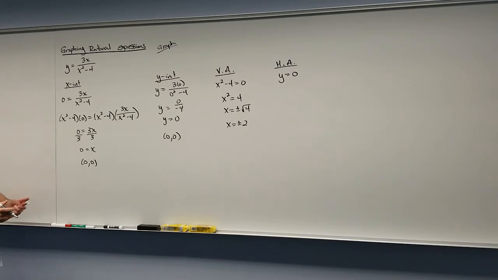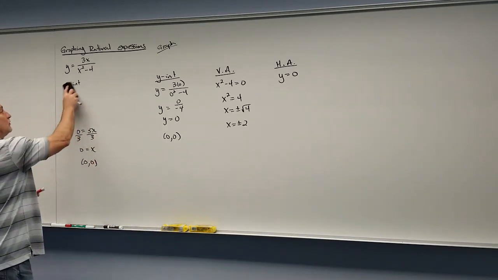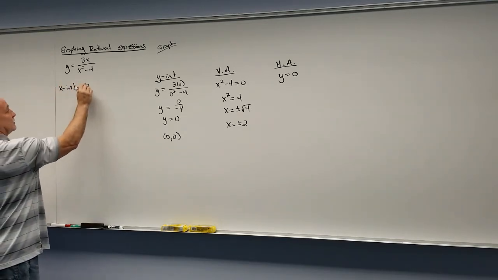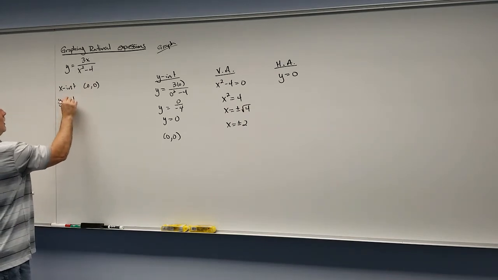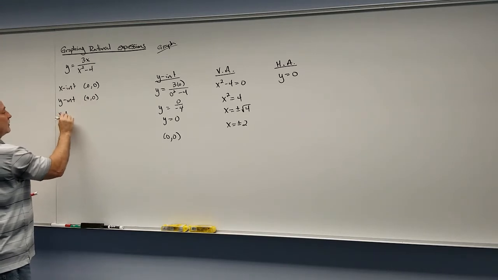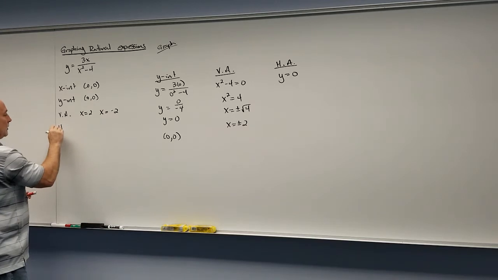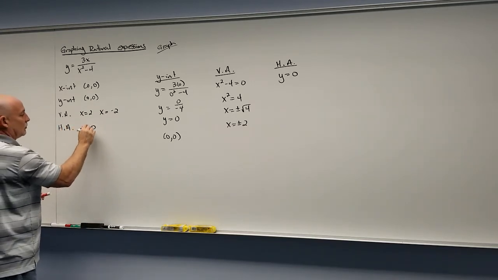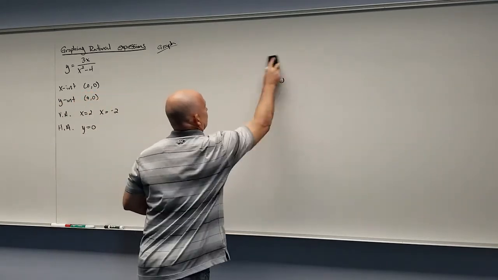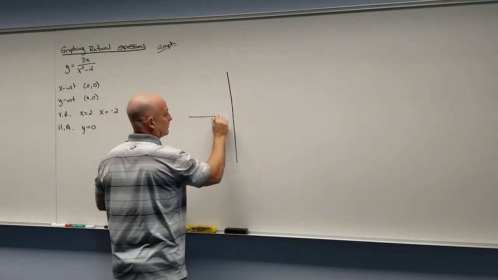So hopefully this is all the information that you got from when you did this. So I'm just going to pull all the information over here to the side so we have room to graph this. Our x-intercept was 0, 0. Our y-intercept was also 0, 0. We had 2 vertical asymptotes at 2 and negative 2. And our horizontal asymptote was y equals 0. All right, let's see if we can put all this together. And we might have to plot some more points here.